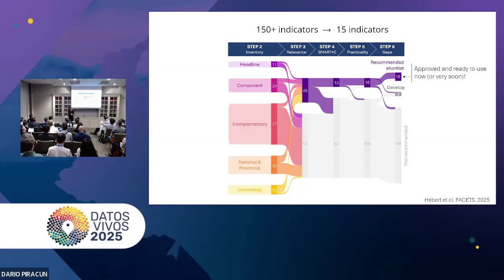So we ended up with a short list of 50 indicators, which are approved or can be developed very fast. We have 8 indicators that we want to develop, which would be very relevant for practical data. And there was a big list of non-recommended indicators.